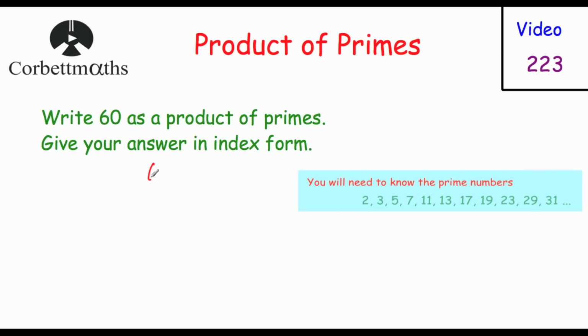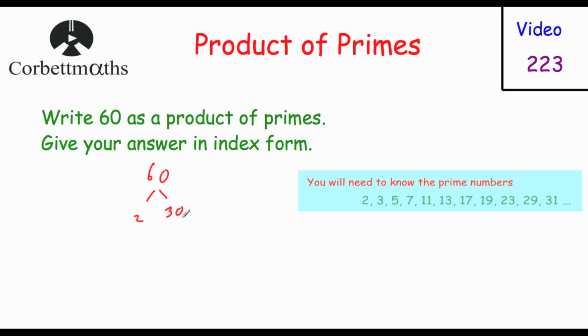So let's start off with 60, and I like to do this using a prime factor tree. You can use another approach by using sort of an upside down bus shelter. Whatever approach you prefer is totally fine, but I like to use a prime factor tree like so. So 60, I think of two numbers that multiply together to give me 60. So I'm going to go for 2 times 30. So 2 times 30 is equal to 60.